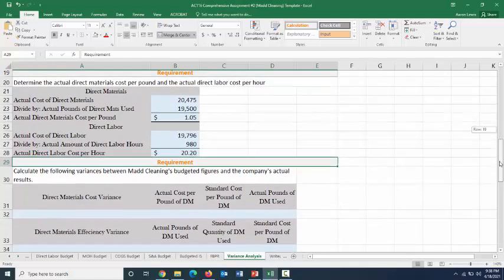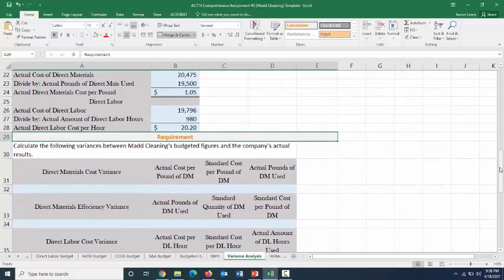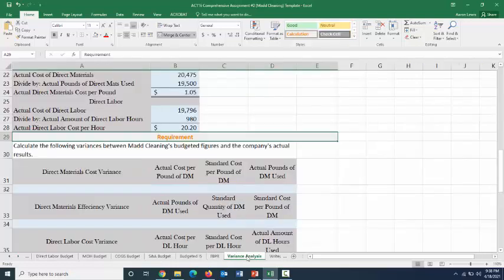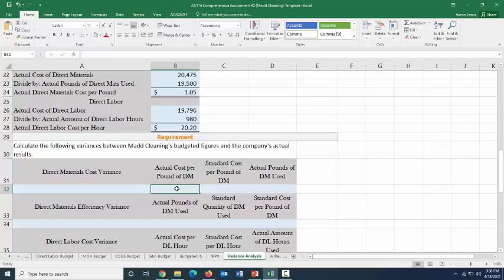Moving on to our variances, the first one we're going to have is the direct materials cost variance. What portion of that direct materials flex budget variance we had on our flex budget performance report could be attributed to an increase or decrease in the cost of the direct materials that we acquired? Well, what did we actually pay per pound of direct materials? We just figured it out. We paid, in actuality, $1.05 per pound for direct materials during the period.